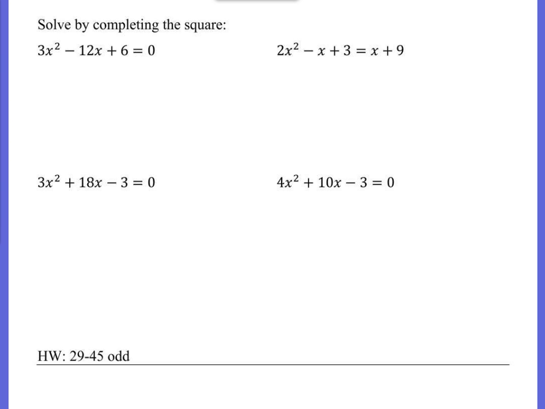Solve by completing the square. This is the way the other side lives. It's not always going to be x squared. A is not always going to be 1. Sometimes it's going to be something else. So what we want to do here is what?